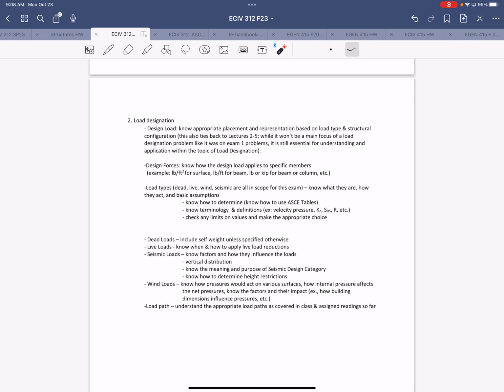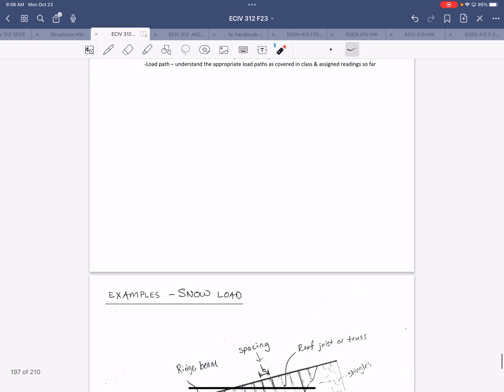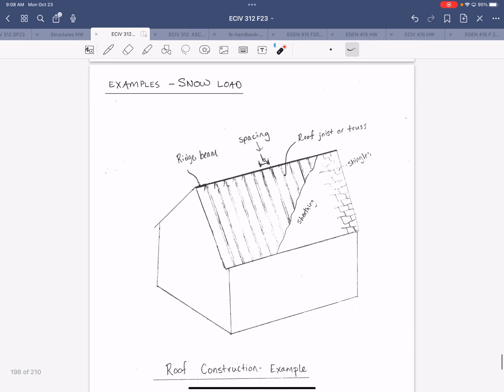So in that context, you may be asked to do a little bit more load path stuff, but the focus will be on understanding how these loads are determined and what factors influence them, being able to determine what those loads are, and then how they're distributed through the structure. Any questions? Okay. Good deal. So, with that, we'll continue with snow loads.